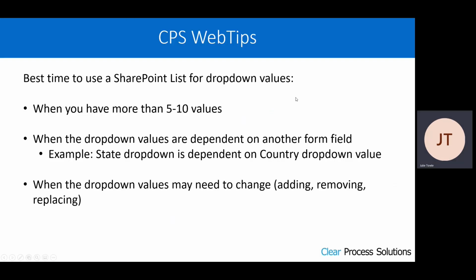Now, the best time to use a SharePoint list for your drop-down values versus hard coding them in your Winshuttle solution is when you have more than 5 to 10 values. I say more than 5. Some people might go up to 10. Another time is if your form drop-downs are dependent on another one.